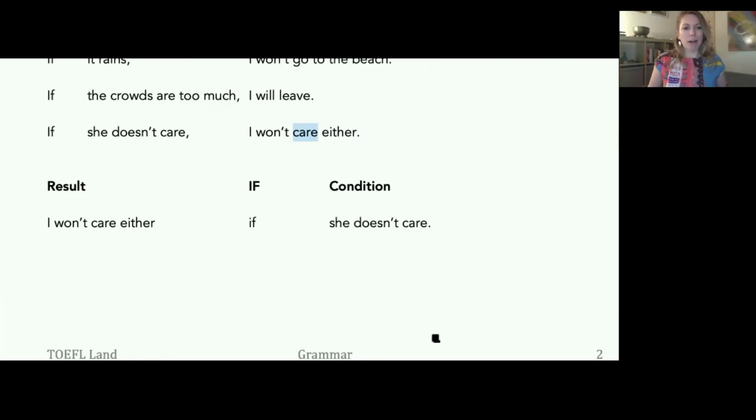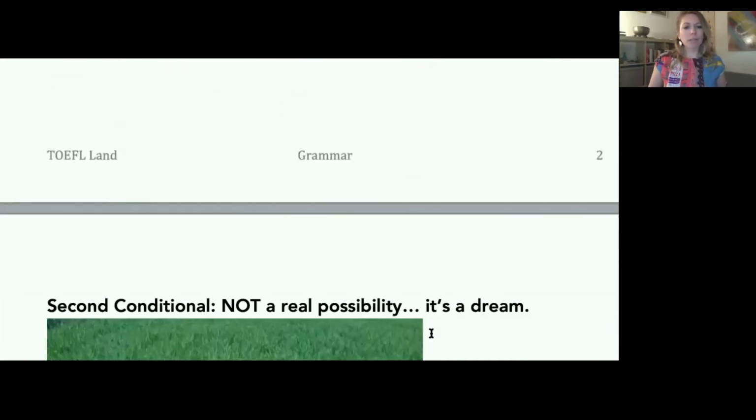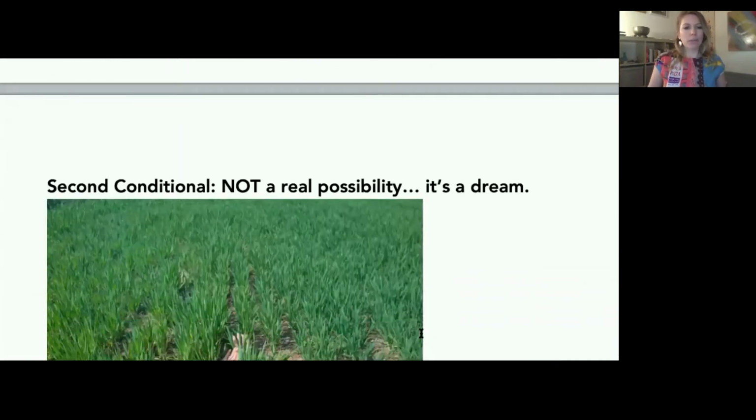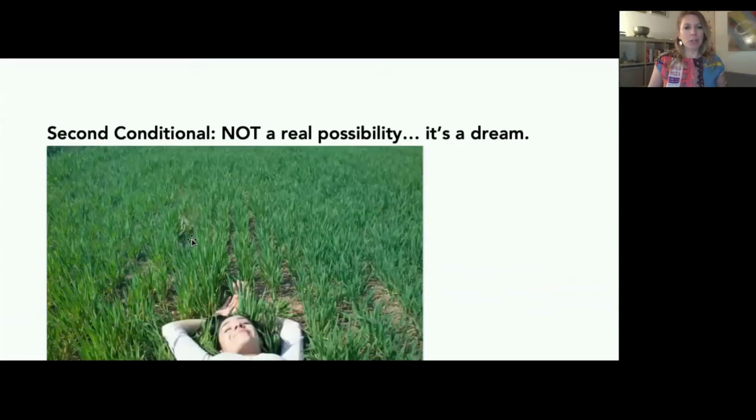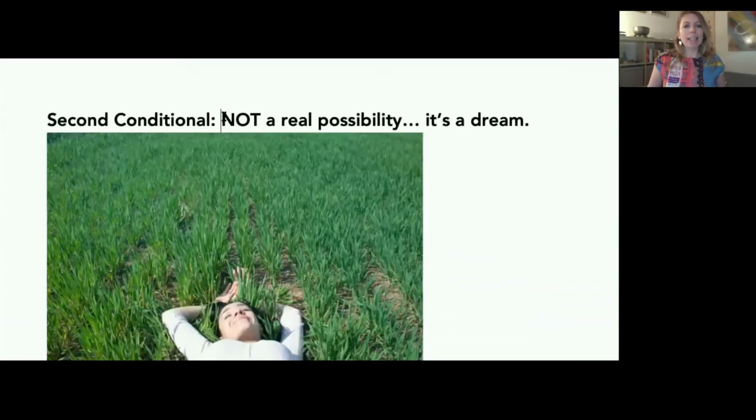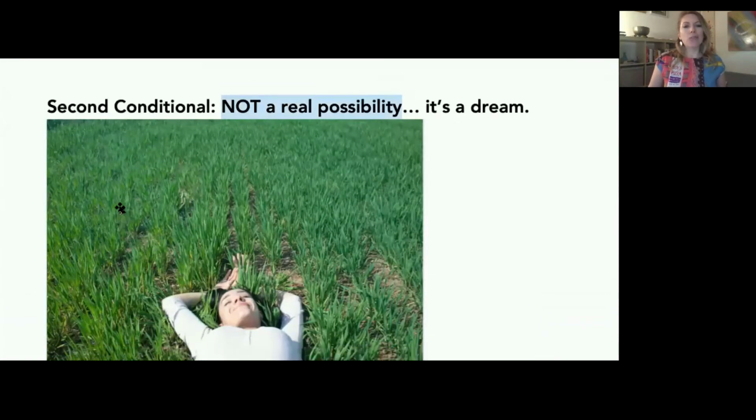All right, let's move on. Second conditional. Now this is different than the first conditional in that it is not a real possibility. It is a dream. Okay, so imagine that you are in this field along with this woman, or maybe you're sitting at home on your couch, looking out your window, and you are imagining some fantasy.